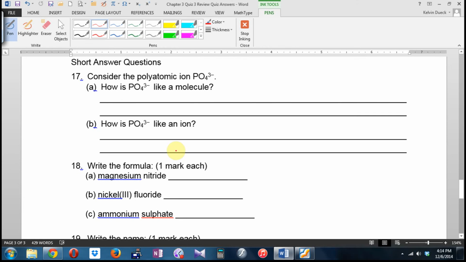Short answer questions. How is this like a molecule? PO4 3 negative. Well, it's like a molecule because there's more than one atom, and it's covalently bonded. How is it like an ion? It has a charge of 3 negative.